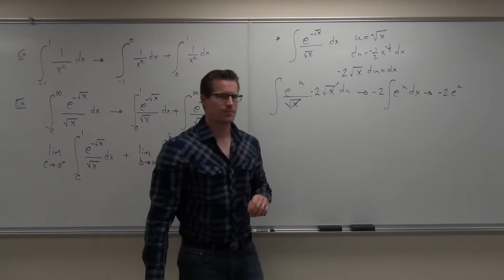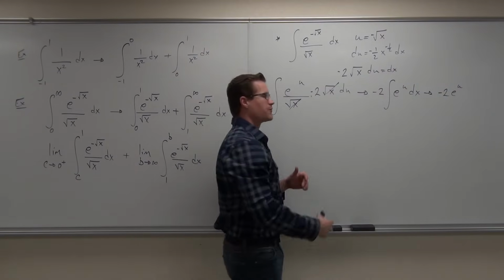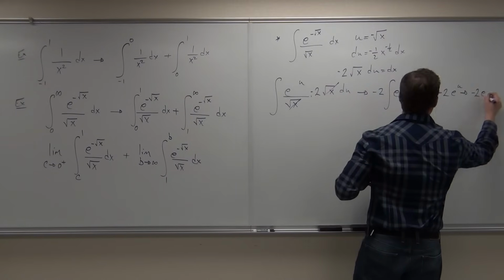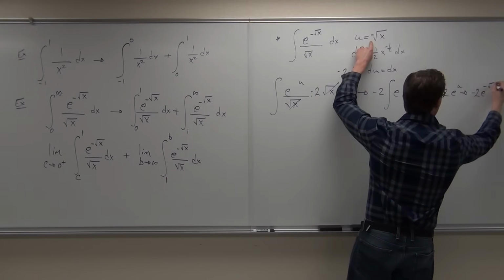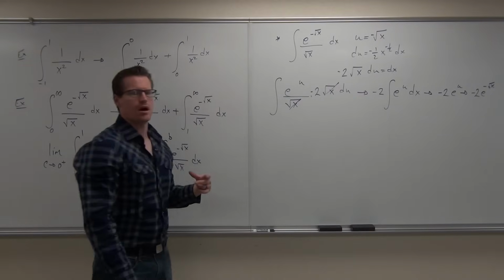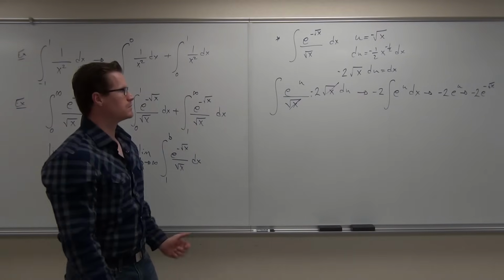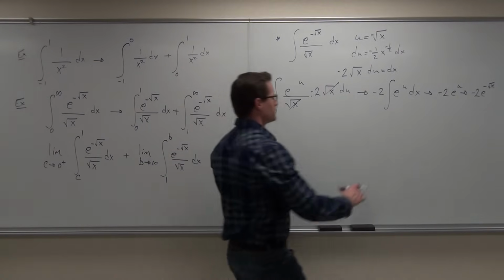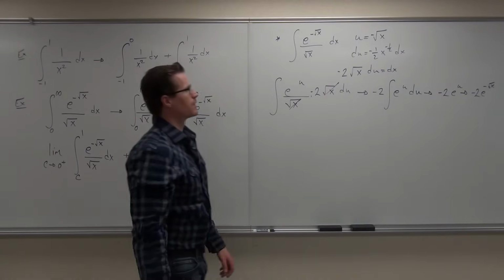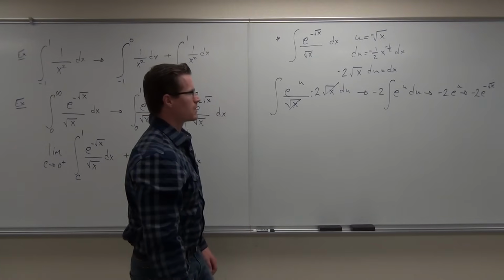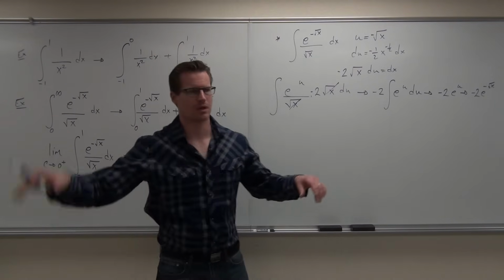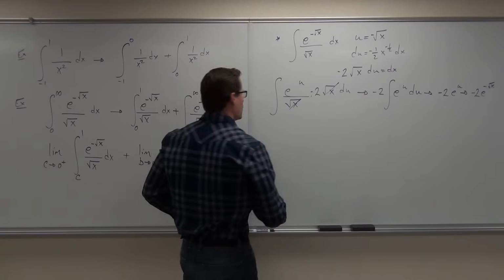So far so good? Now of course, before I start evaluating this thing, I'm going to want to make sure that I have my function in terms of x and not u. Should be du, not dx. Oh yeah, thanks. Yeah, thank you for that. So -2 e to the u, -2 e to the negative square root of x. Show of hands, feel okay with that one? Basic u-sub. If you need to watch that again, watch it again.